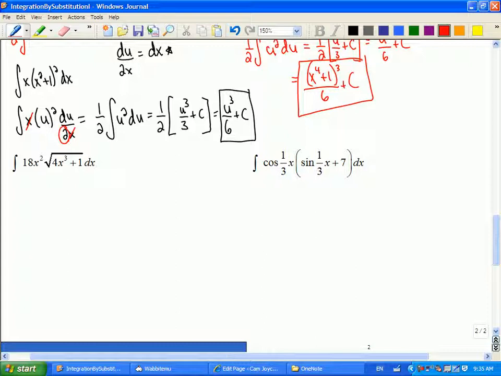Now, this one's a little trickier, so let's talk about it. We're working through this, and the first thing we try to do is match up a function and its derivative. So what function do you think I'm going to work on here? 4x cubed plus 1, yeah, that's a good start. So let u equal 4x cubed plus 1.